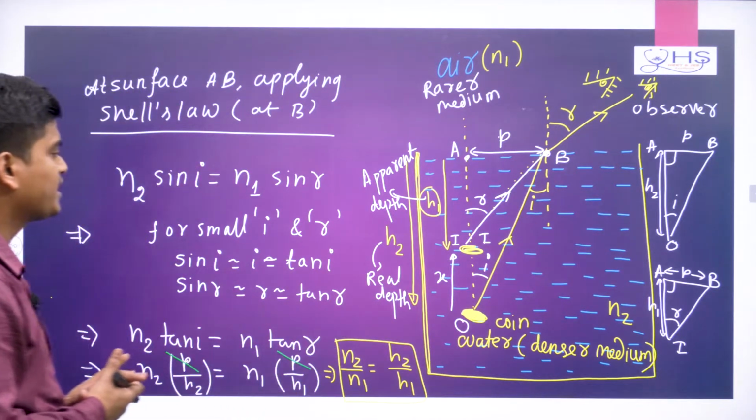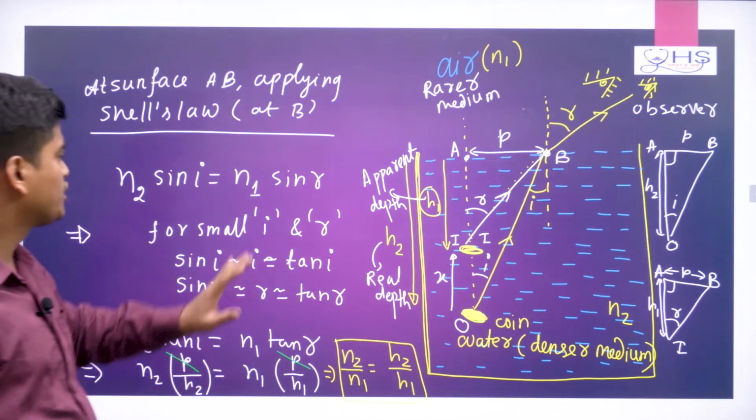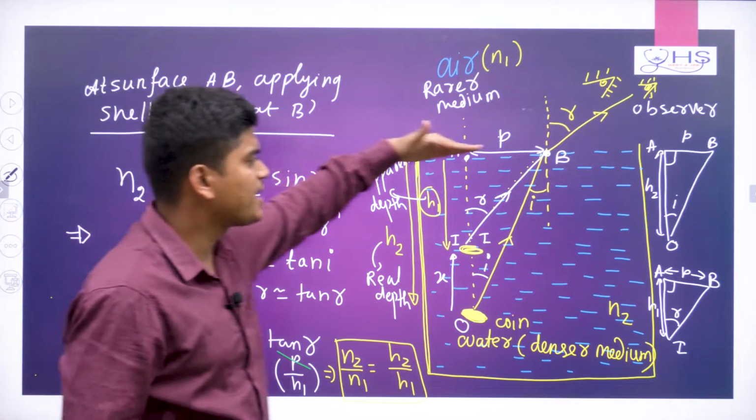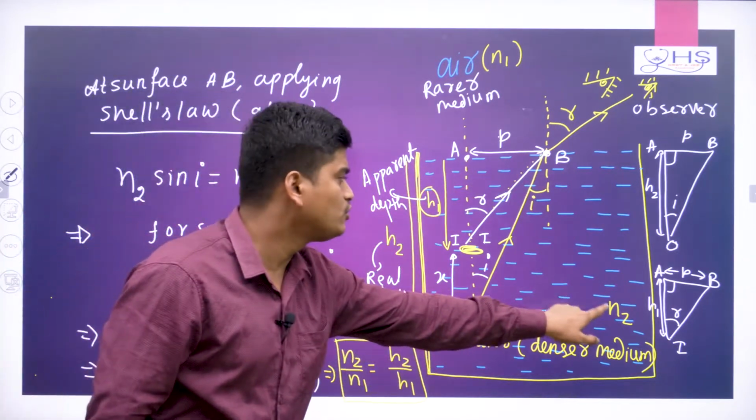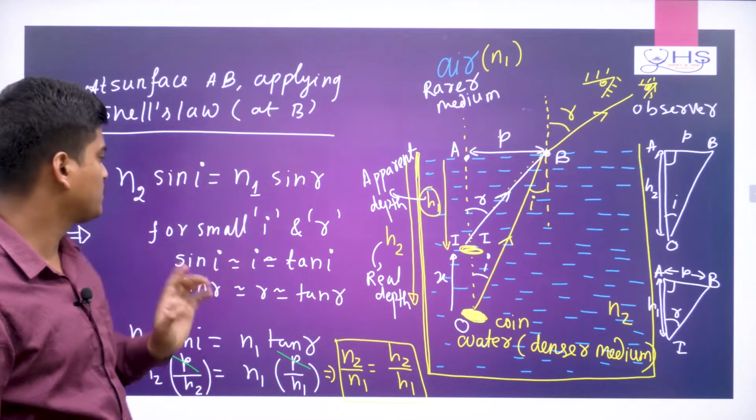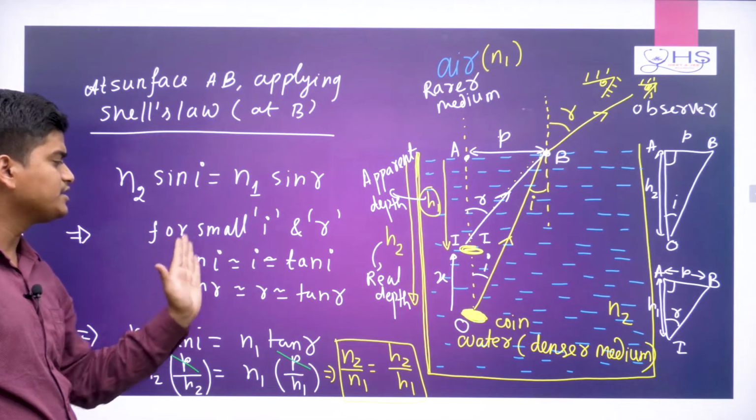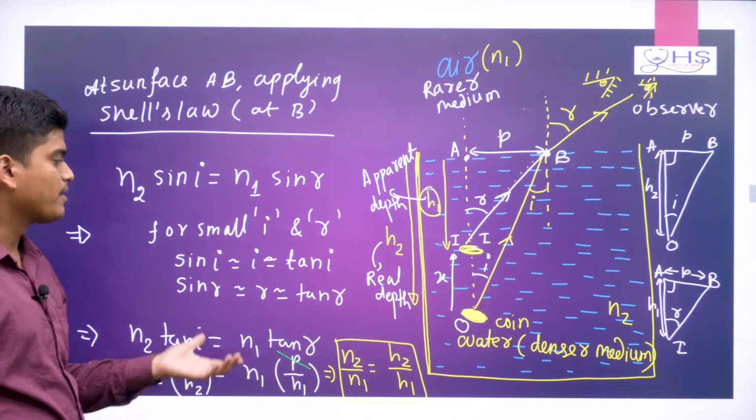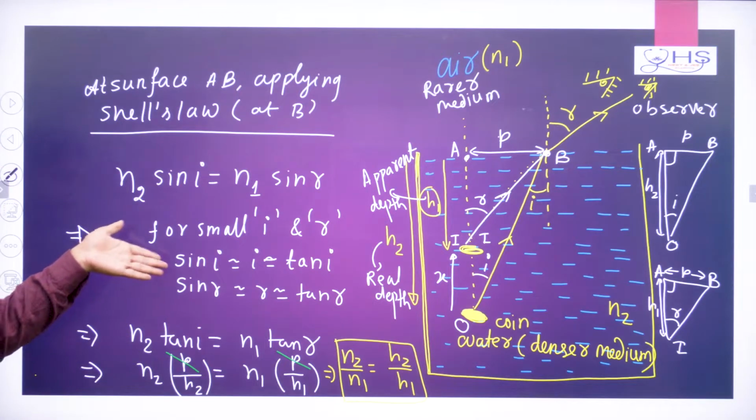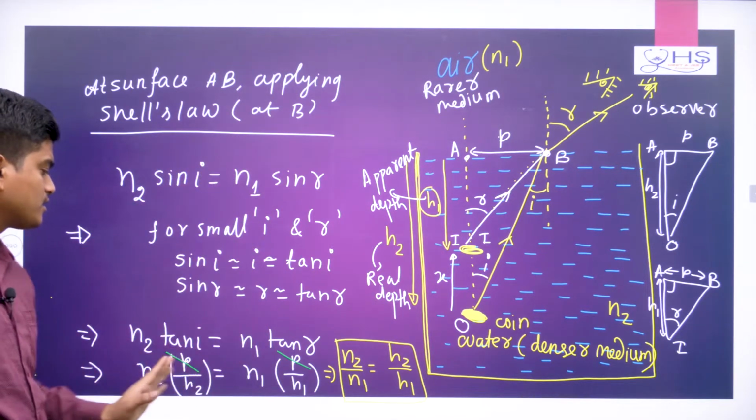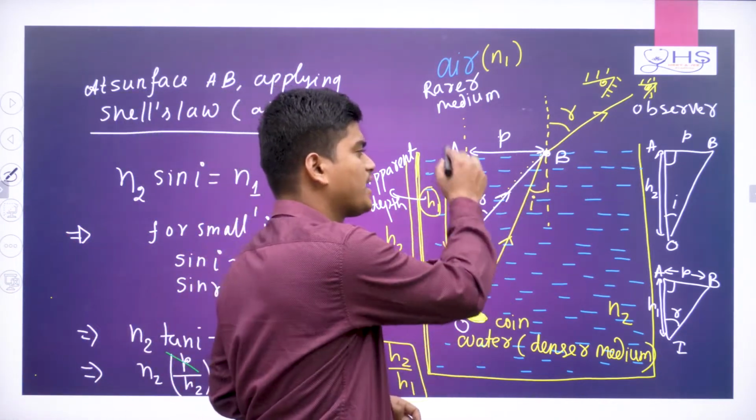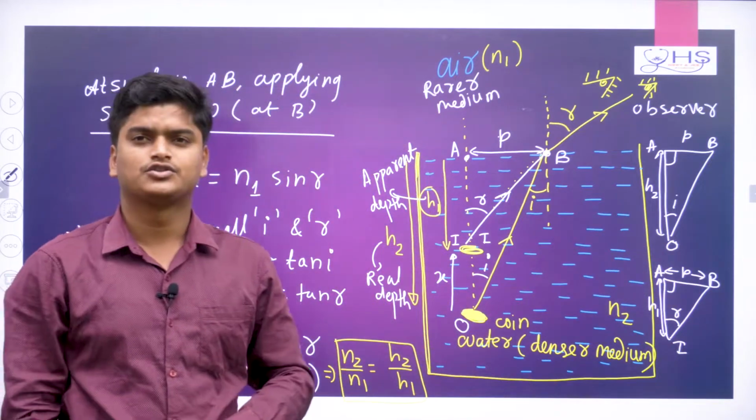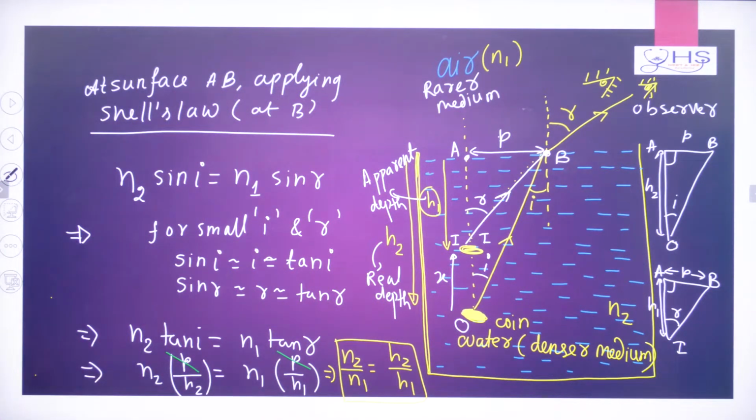I hope the basic idea is clear. Nothing much is there. The first step is applying Snell's law at the AB surface, basically at B. Then you get N2 sin i equal to N1 sin r. Now for small i and r, sin i is nearly equal to tan i, as theta is small. Similarly, in place of sin i and sin r, you write tan i and tan r. Then you get tan i and tan r from the triangles ABO and ABI. I hope you are getting the points.